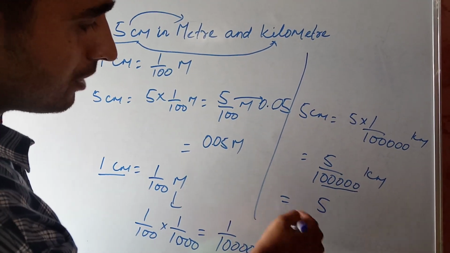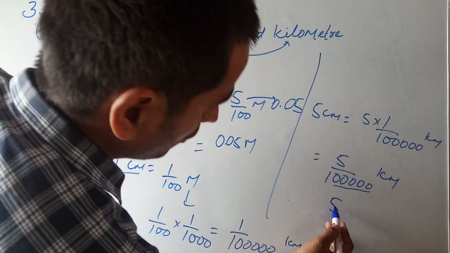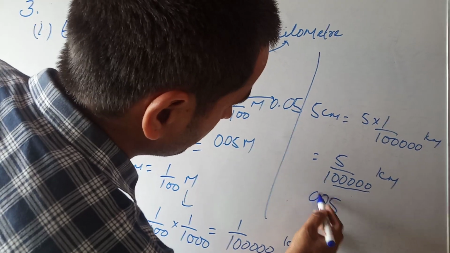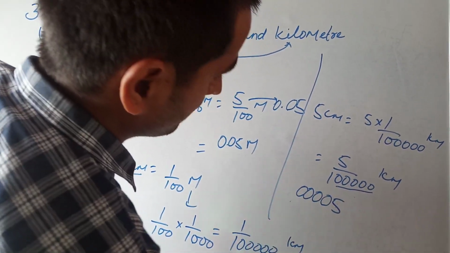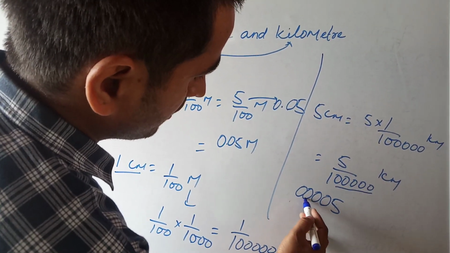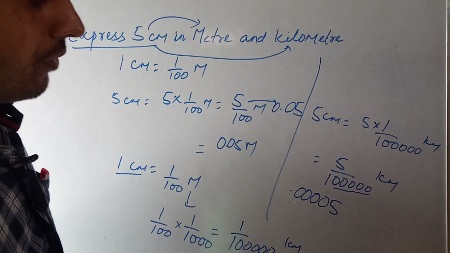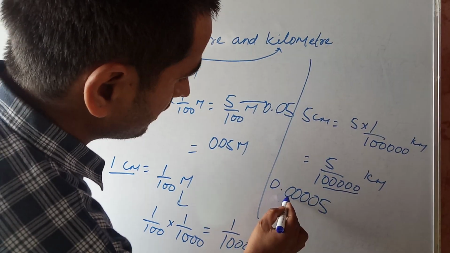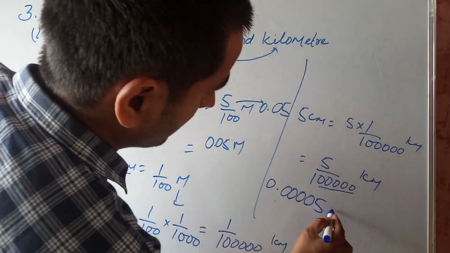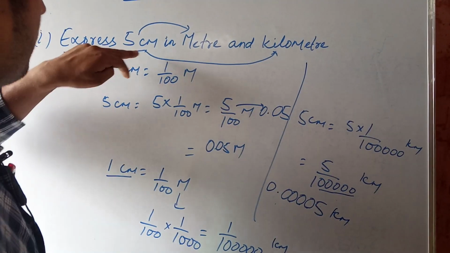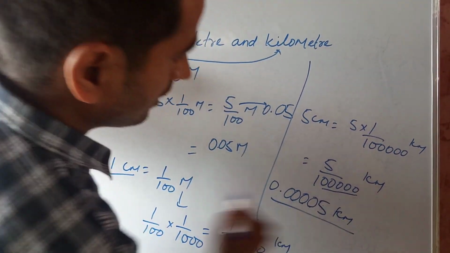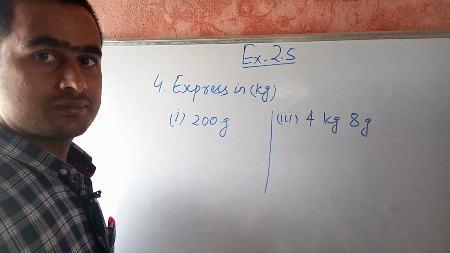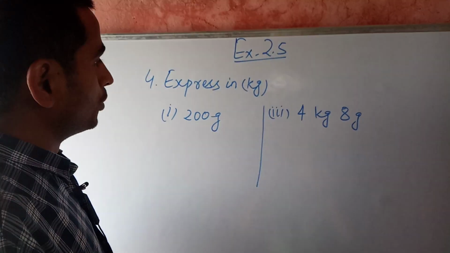There are 5 zeros, so we will put the decimal after 5 digits. 1, 2, 3, 4, 5. So put it after 5 digits. So 0.00005 kilometers. So this 5 centimeter is equivalent to this kilometer.